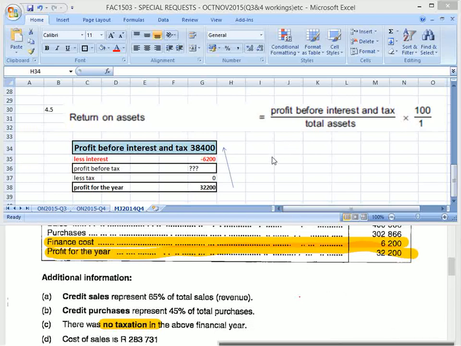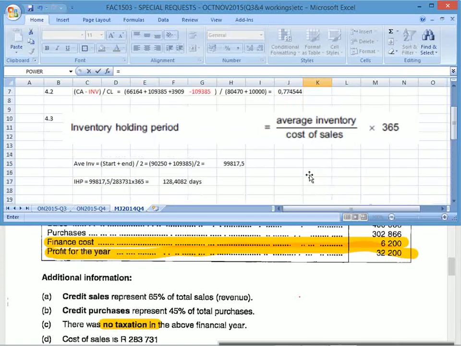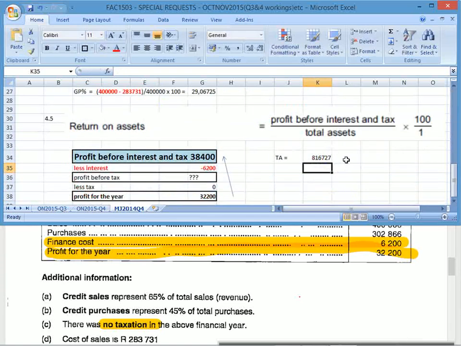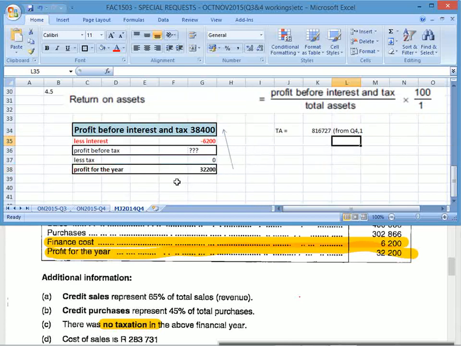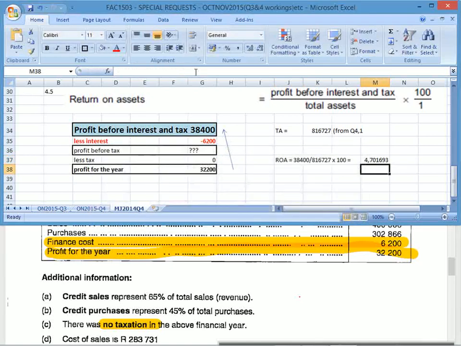Right, so always just remember to think about what you've been asked to calculate. Do I need the total assets? No, I don't, because I worked it out earlier. I'm going to go to 4.1. There's 4.1, and I'm going to write down that answer from question 4.1. Does it make sense? Okay, so what is the ROA? ROA is going to equal 38,400 divided by 816,727 times 100 equals 4.7%. Got that?